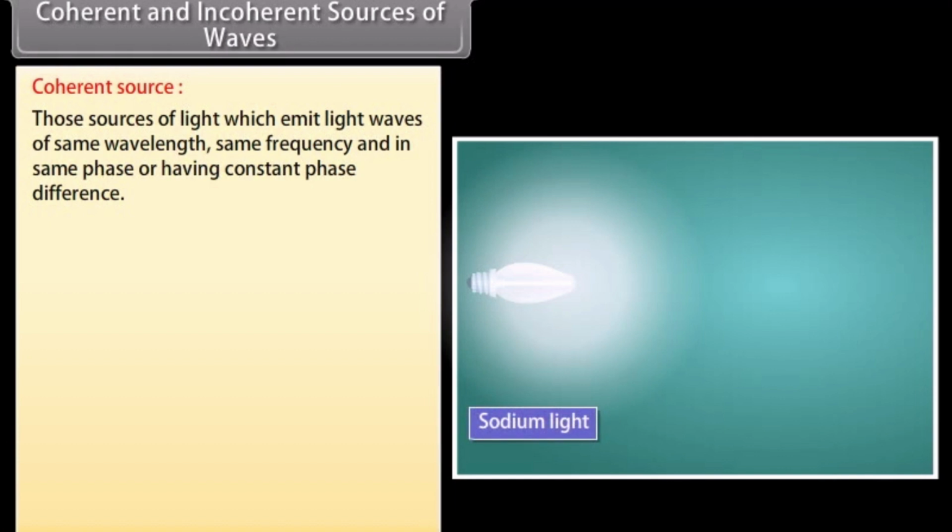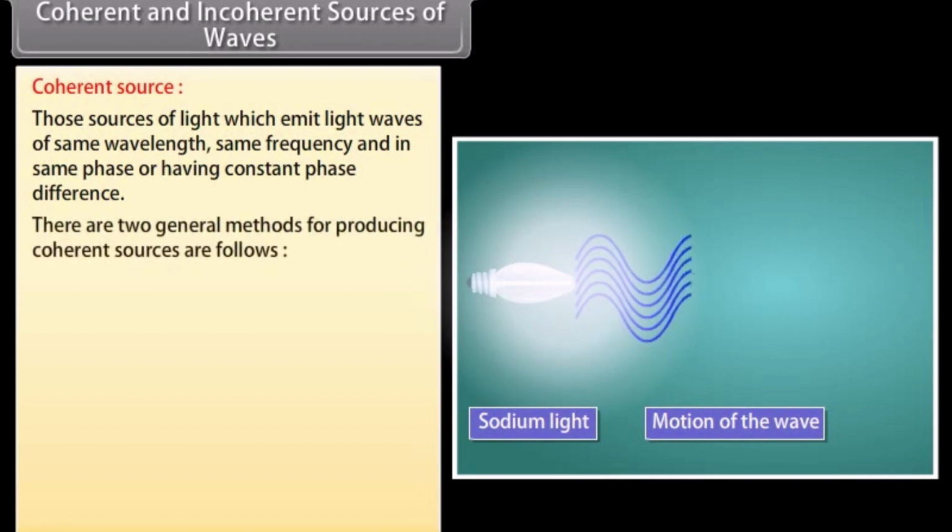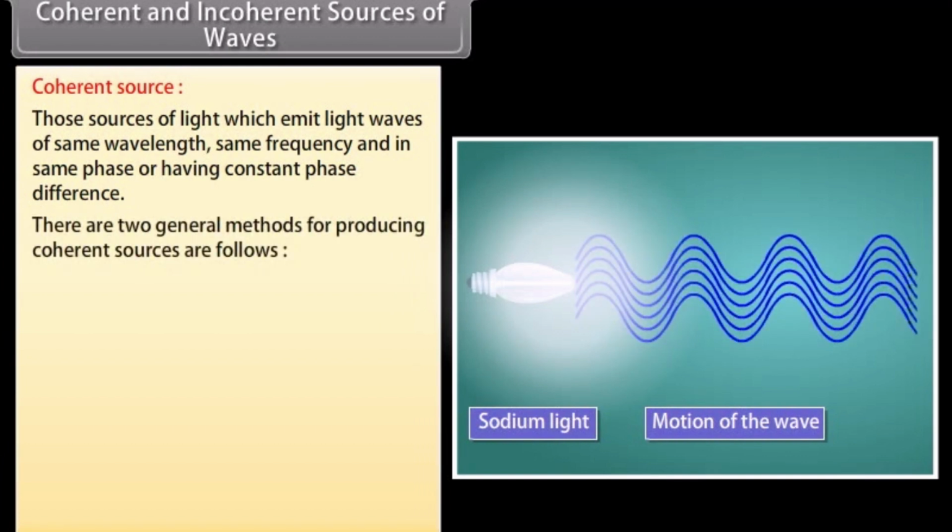Coherent and incoherent sources of waves. Coherent sources of light are those sources of light which emit light waves of the same wavelength, same frequency, and in the same phase or having constant phase difference. There are two general methods for producing coherent sources, as follows.